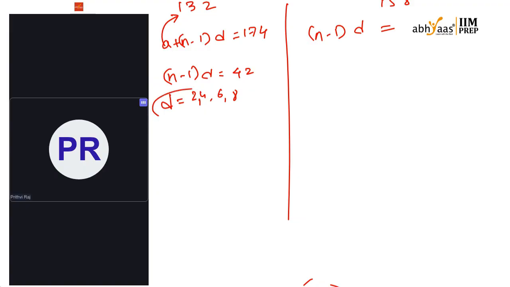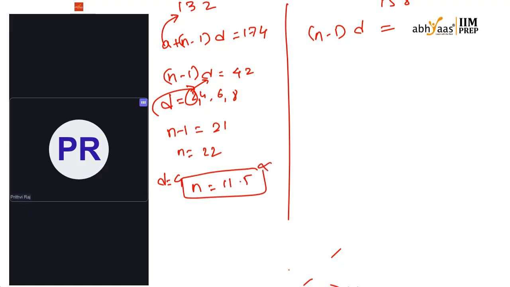While calculating, if I take 2 as d, the value of n minus 1 would be 21, so n would be 22. Yes, it is possible. If d is equal to 4, then that would be 21 by 2, 10.5, then n is 11.5, which is not possible because 11.5 is not an integer. Like that, I will check everything. It is possible for 6, not with 8. So 2 and 6 are possible.